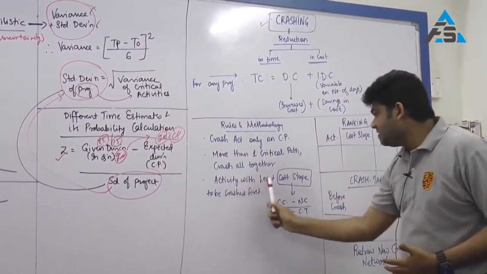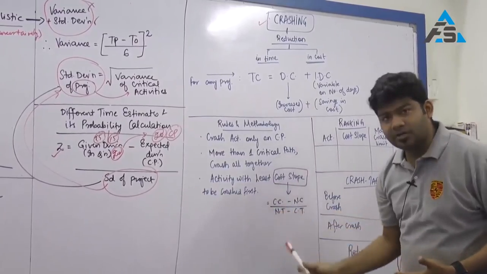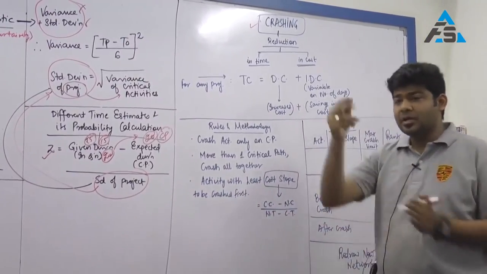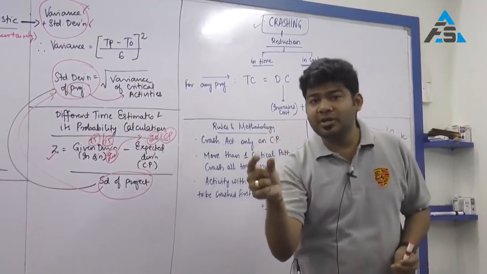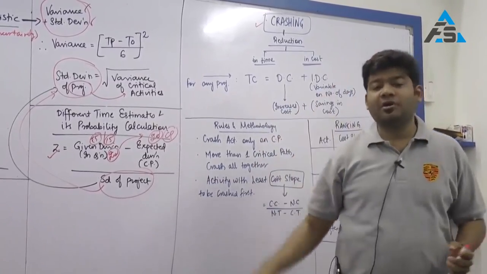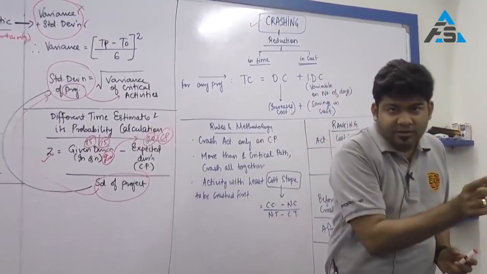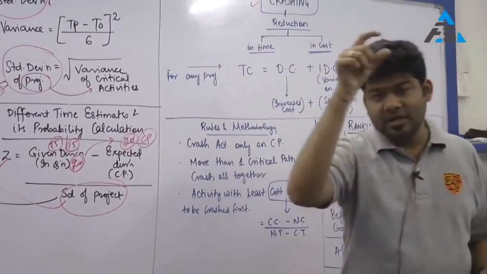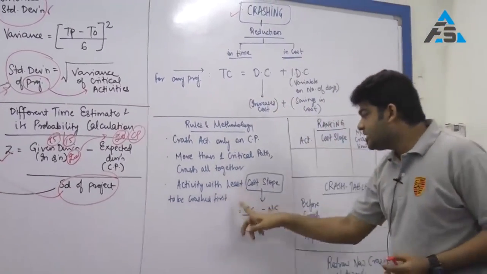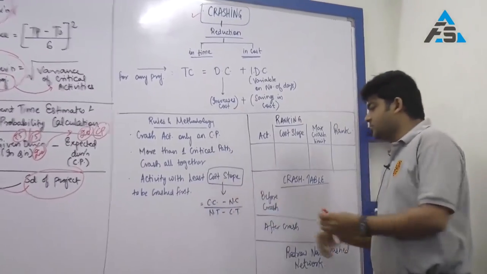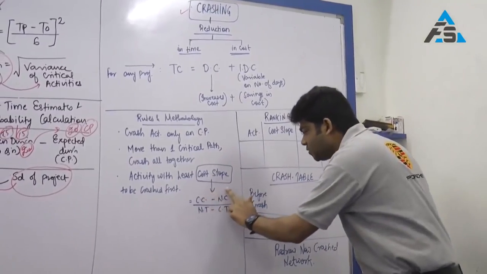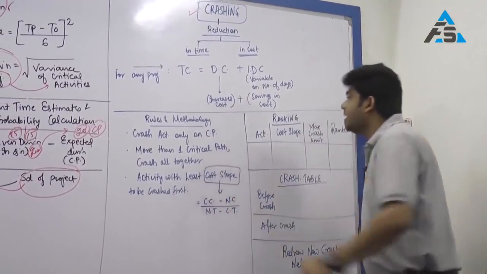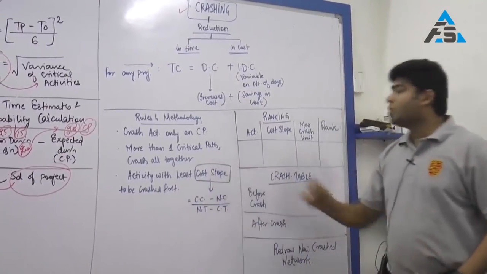Third, the activity with the least cost slope should be crashed first. What is cost slope? Cost slope is the cost that you are going to incur for reduction of one day. So if I want to reduce one day from a project, how much cost I will incur is given by my cost slope. In terms of formula, it is crash cost minus normal cost upon normal time minus crash time. This is my cost slope.